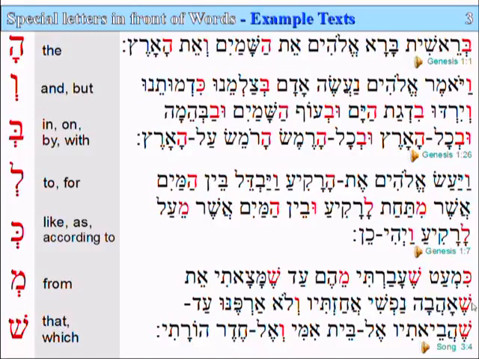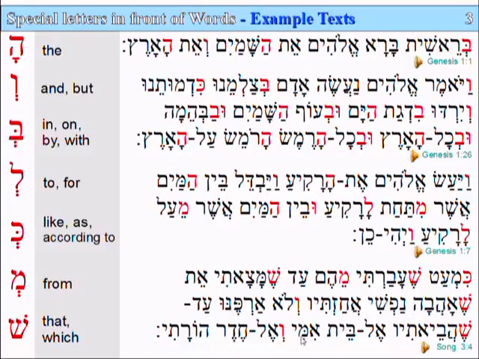So here we have the letter shin being used to mean that. She'avarti, that I passed over. Shematzati, that I found, or which I found. Shematzati. And she'ahavah, that or which loves, nafshi, my soul.